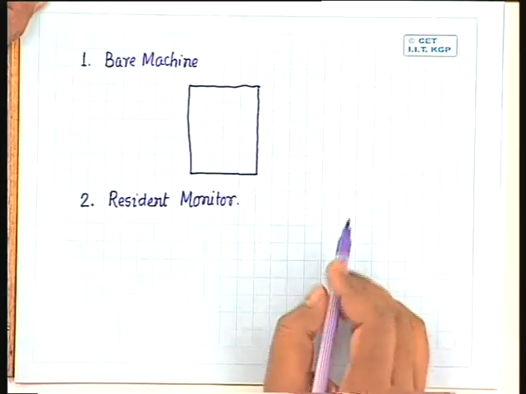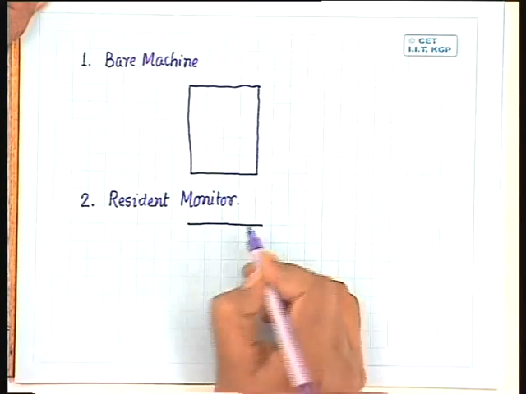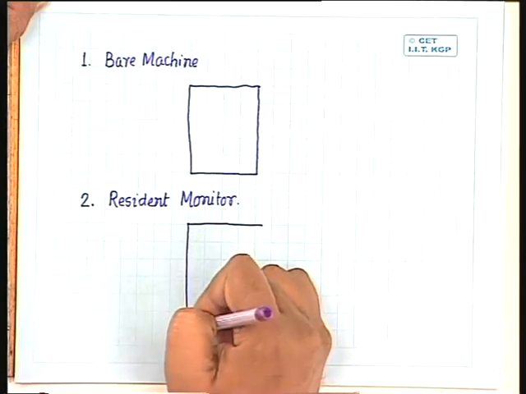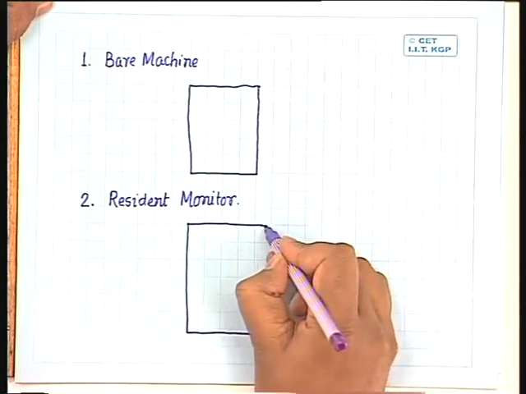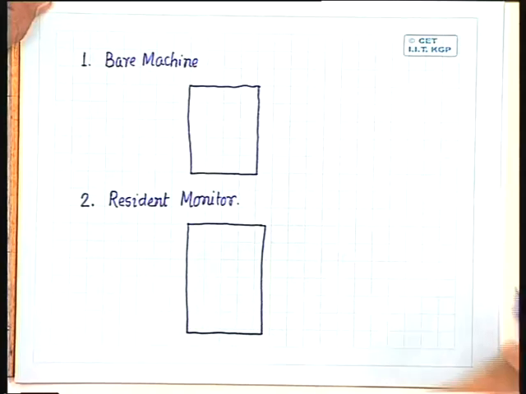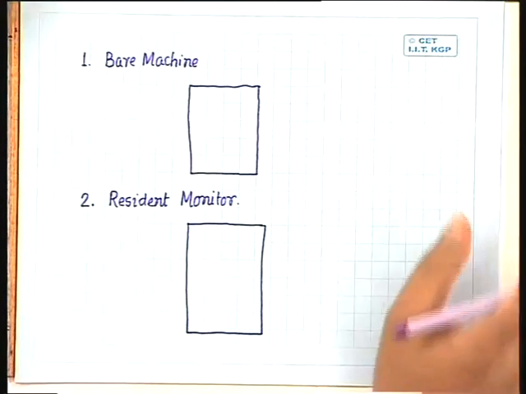What is this resident monitor organization? In case of resident monitor, again I can assume that I have a memory module. Now when I say memory module, this does not mean that it's a single memory chip. A memory module can consist of multiple memory chips. But all those chips taken together, that is the entire memory space that is available, I can consider to be a single memory module.